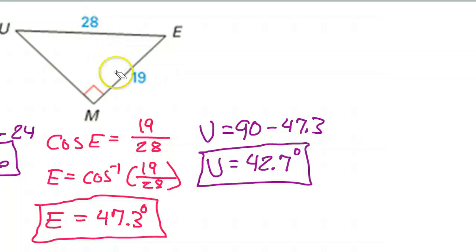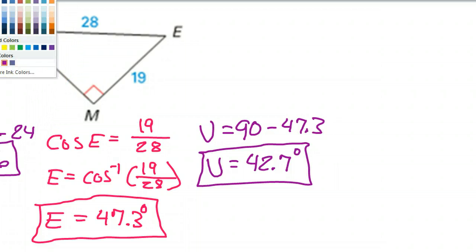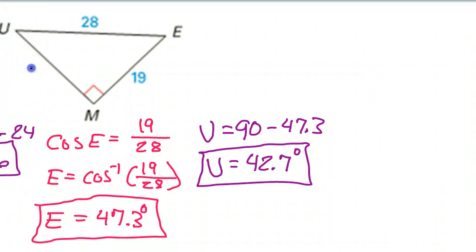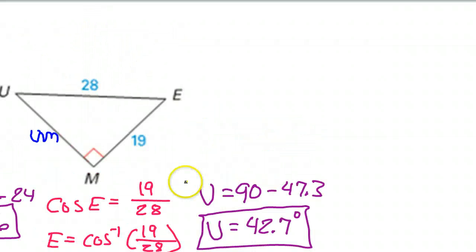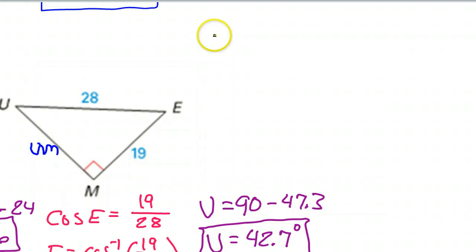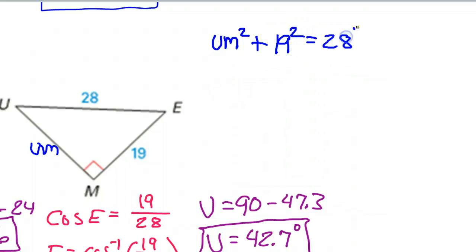Now the only thing we're missing is the missing side. But look, you've been knowing how to find a missing side for years. I am not the one who taught you how to do this. It was another earlier teacher. Good old Pythagorean Theorem. I'm going to call this UM. If you have two sides of a right triangle, you will use the Pythagorean theorem. So a squared plus b squared equals c squared. In this case, it becomes UM squared plus 19 squared equals 28 squared.